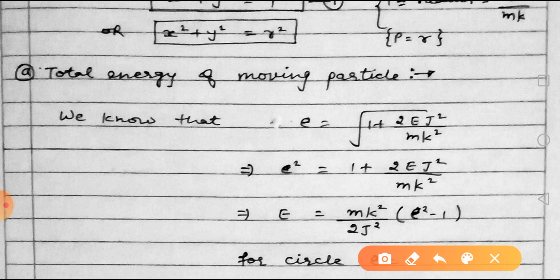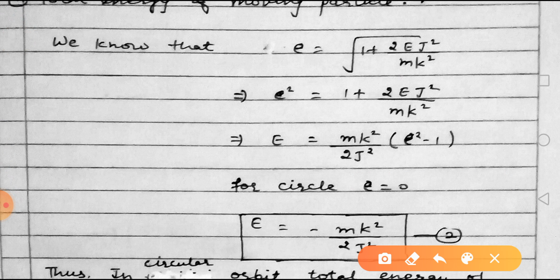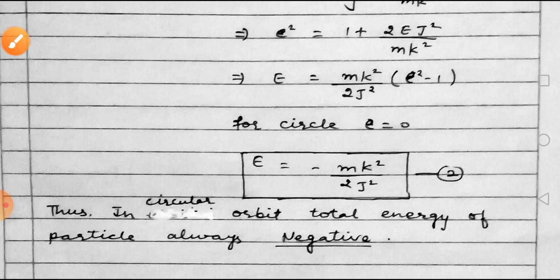We know that eccentricity e is equal to root of 1 plus 2 E j square upon mk square, which we defined in the previous lecture. Square both sides and separate the values, then we get energy E is equal to mk square upon 2 j square into (e square minus 1), and in a circle we know that eccentricity is 0, then energy is minus mk square upon 2 j square. So in the circular orbit, total energy of the moving particle is always negative.